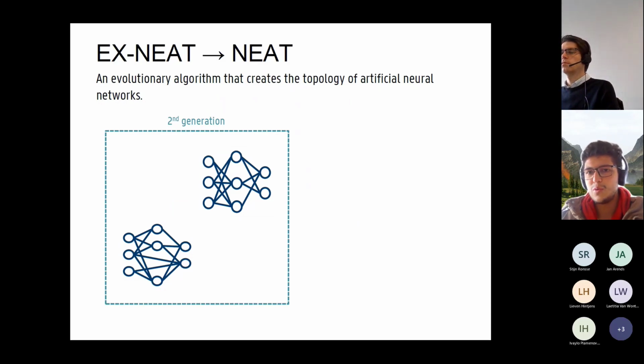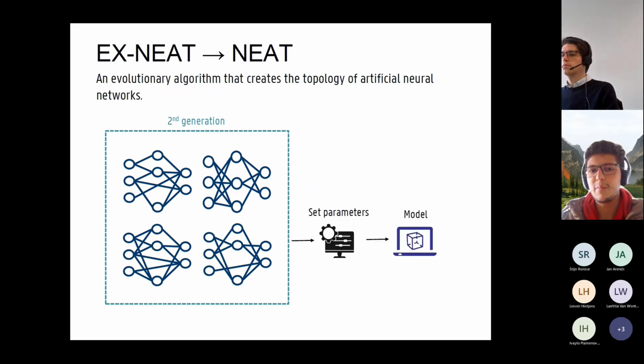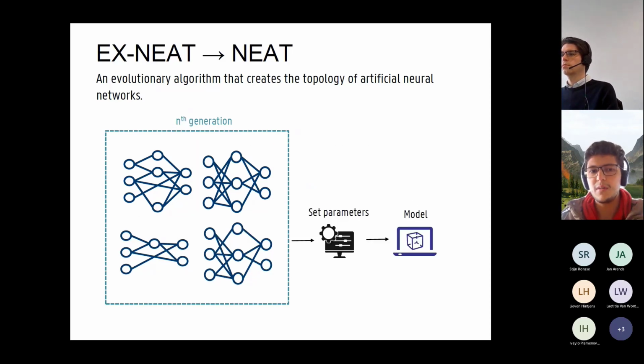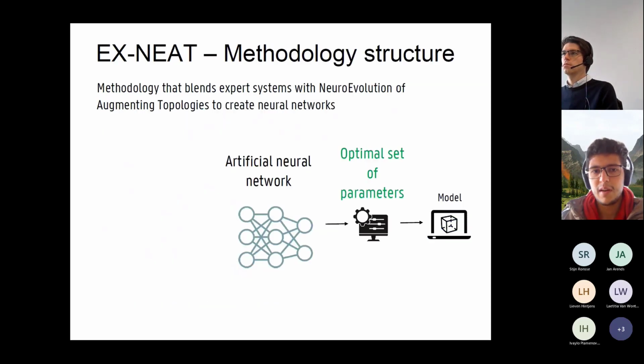Then, with those best performing topologies, you replicate or reproduce them, as in genetic algorithms, and create a second generation of topologies. This starts the process again, and you continue until you arrive at the end generation, where you are able to say, okay, this is the final topology that I would like to produce.